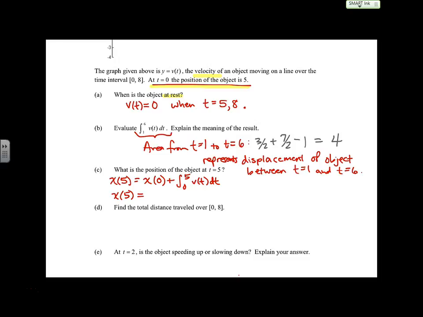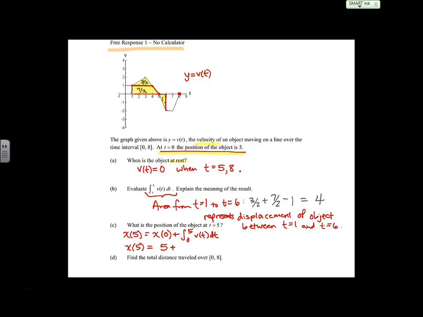But still it'd be awkward because the above in letter B is 1 to 6, this is 0 to 5. Anyway, so the initial position is 5. The integral from 0 to 5, okay, going on back up. We have a little 1 by 1 here, right? So that's going to be an area of 1. So we're going to have 1 plus 7 halves plus 3 halves, and that's it. Because it just stops at 5, so we don't have to worry about the rest. So we'll have 5 plus, and then we have that 1 plus 3 halves plus 7 halves.